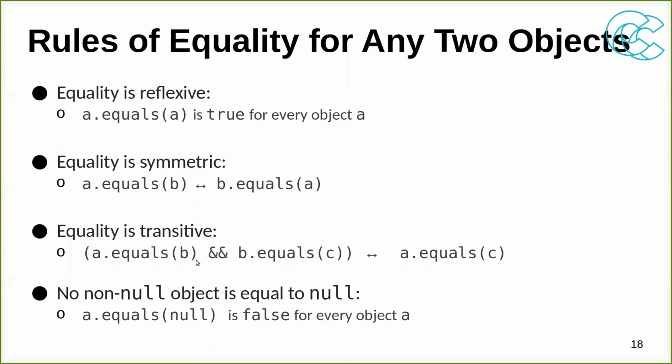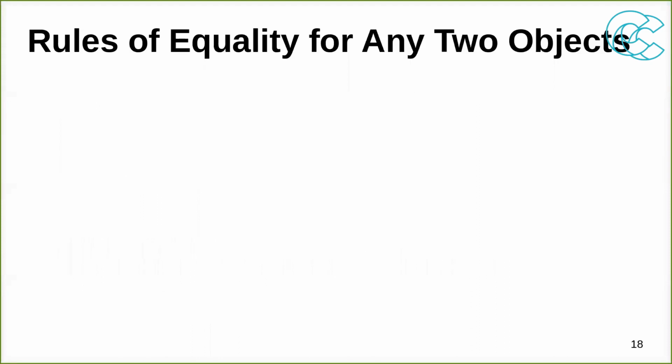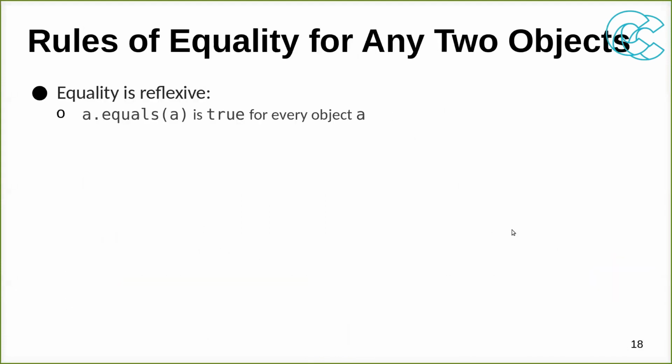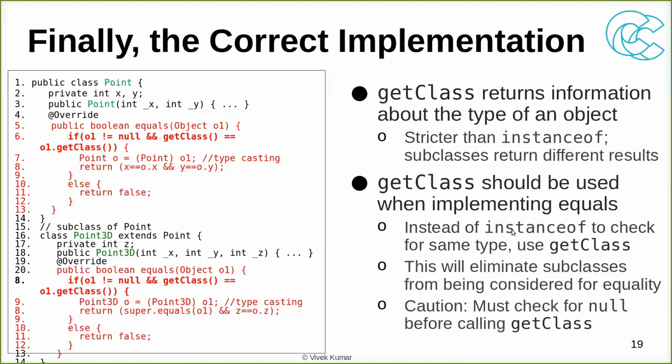Anyway, the issue here that we are trying to fix is that of symmetricity. P1.equals(P2) should also have been false, but let's see how to fix that. So now let's discuss this mechanism.